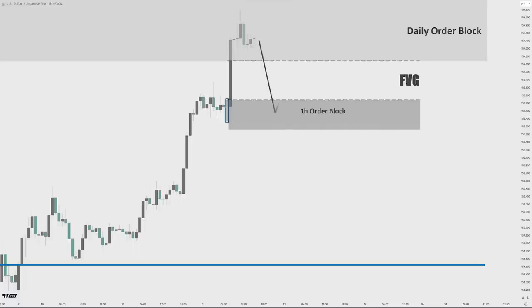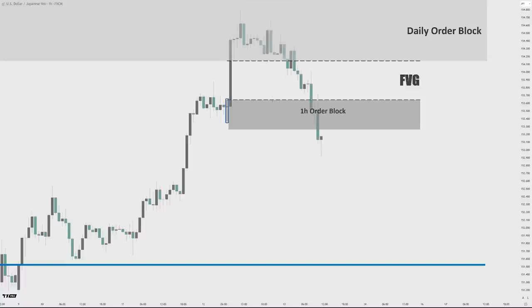When the price reaches this 1-hour order block, we expect a battle between supply and demand. If the price breaks and closes below this order block, it means supply has taken control. On the other hand, if demand wins, the price will rise and may even break above the daily order block. Now let's see what happens next.